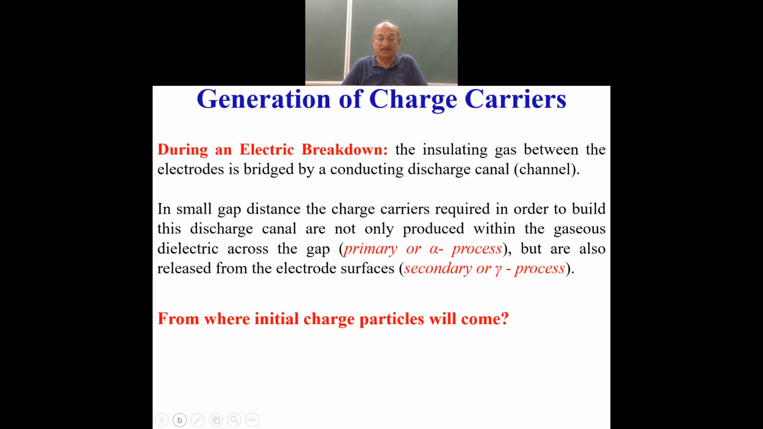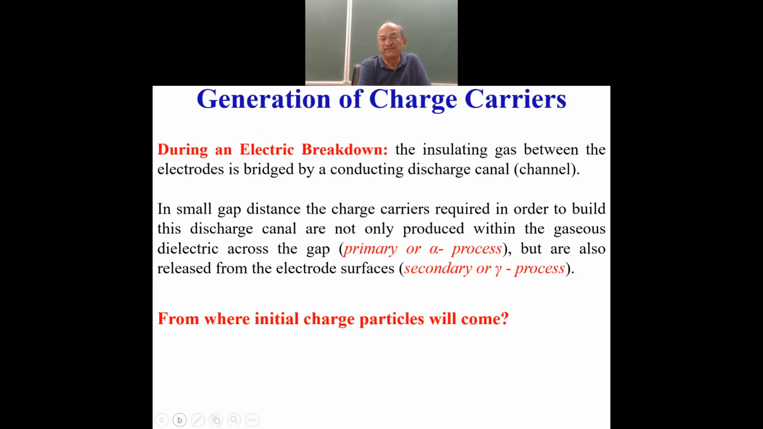In small gap distances, the charge carriers required in order to build this discharge canal are not only produced within the gaseous dielectric, across the gap, by primary and secondary ionization processes, but also released from the electrode surface, that is the gamma process. That was the work by Townsend, and he distinguished the primary alpha process, when electrons are produced within the gas, and when electrons are produced by the impact of ions on the electrode surface, secondary ionization, that is the gamma process, takes place.